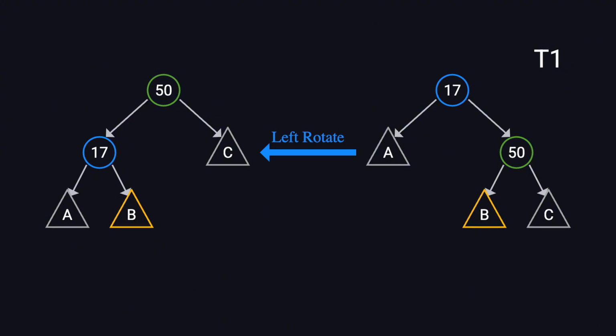Now, let's call the subtree before the rotation T1 and the subtree after the rotation T2. If you look closely, you'll notice that T1 and T2 are symmetric. In fact, if we perform a right rotation on T2's root, which is 50, the subtree would revert back to T1. So, a right rotation is essentially just the reverse of a left rotation. Once you understand how left rotation works, right rotation becomes pretty straightforward.